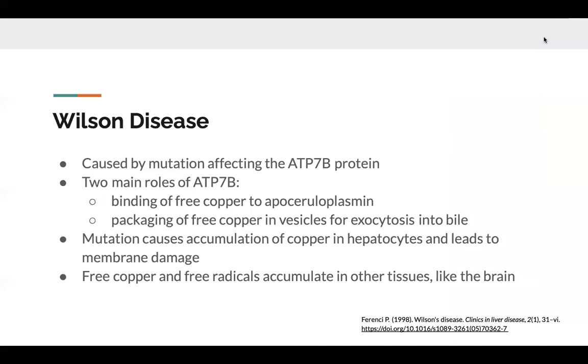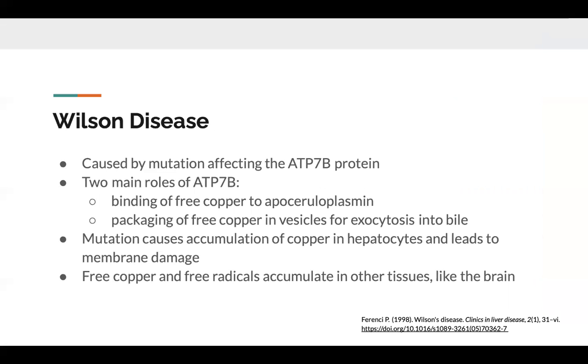One organic material that the liver is responsible for processing and eliminating is copper. Wilson disease is an autosomal recessive disorder that results in an accumulation of copper in hepatocytes and leads to liver and brain tissue damage. It is caused by a mutation of the ATP7B protein in the liver.